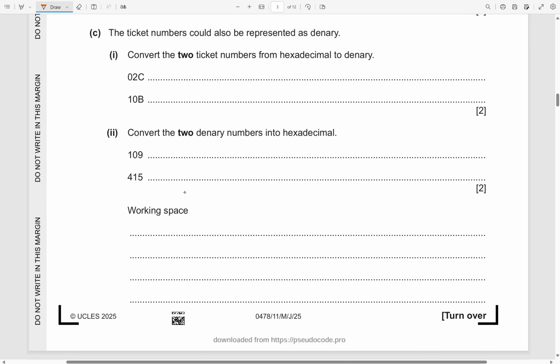Right, the next one, the ticket numbers could also be represented as denary. Convert the 2 ticket numbers from hexadecimal to denary. Right, okay, so this one's actually a bit more complex. What we want to think, we just want to write out the positional values.